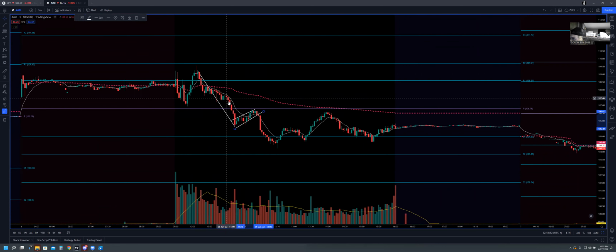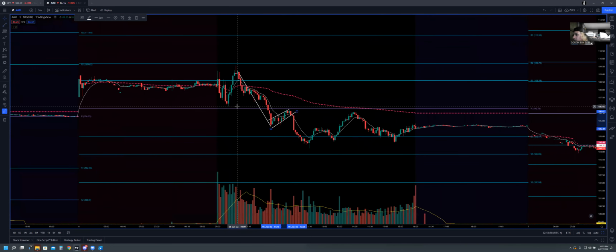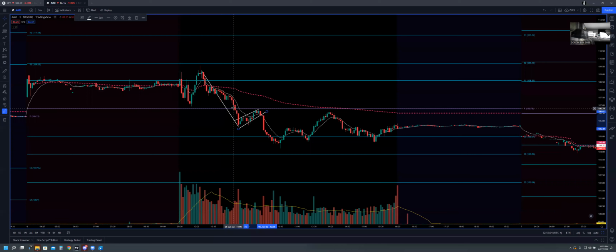Now we break straight through this level. I'm not the type to just enter because a level breaks. I want to wait for a pullback or some sort of pattern to set up near it or at it. In this case, we broke under it. Cool, we'll just wait for it to pull back up and retest it.